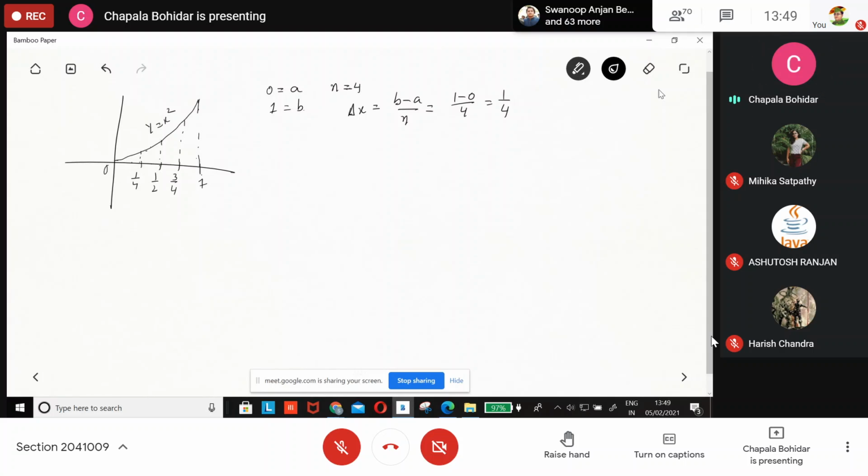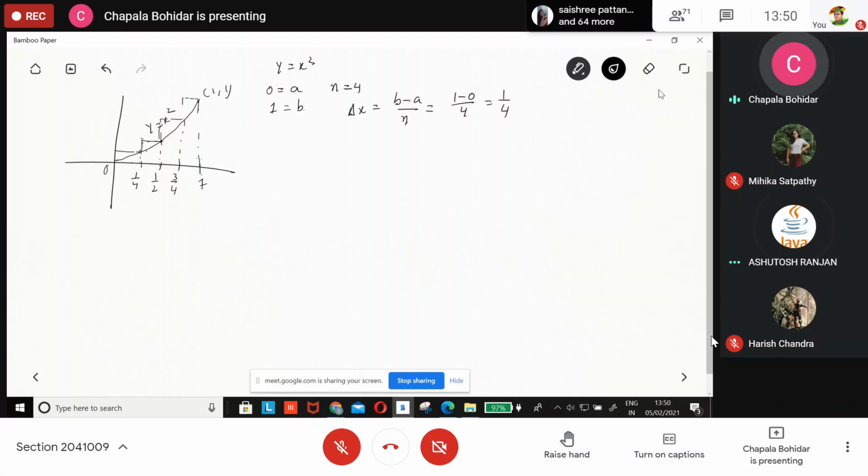Now we prepare the rectangles on the upper portion of this curve. Our first one is this one, second one is this one, third one is this one, and fourth one is this one. Clear to all of you? And this point is (1, 1). When the value of x is equal to 1, the value of y is equal to x square. Clear to all of you?